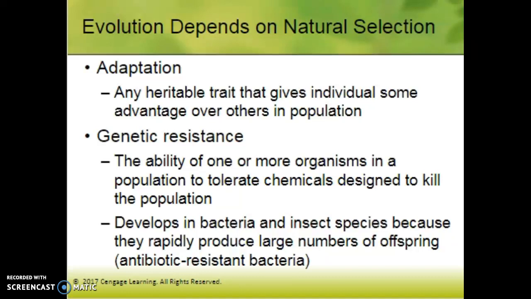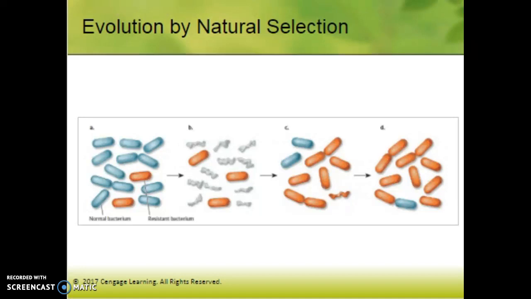Genetic resistance is going to be, like you see here, ability to tolerate chemicals designed to kill the population. That's what we see with overprescription of antibiotics and pesticide resistance and all of those sorts of things. Here's evolution by natural selection.